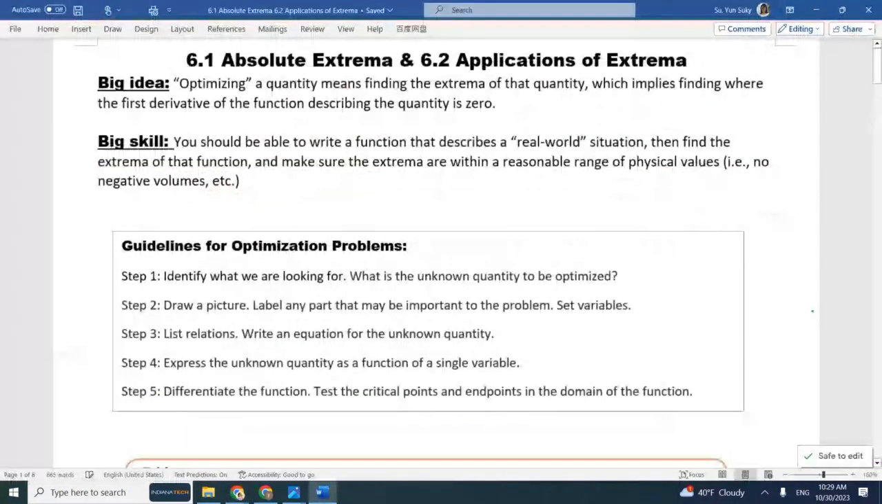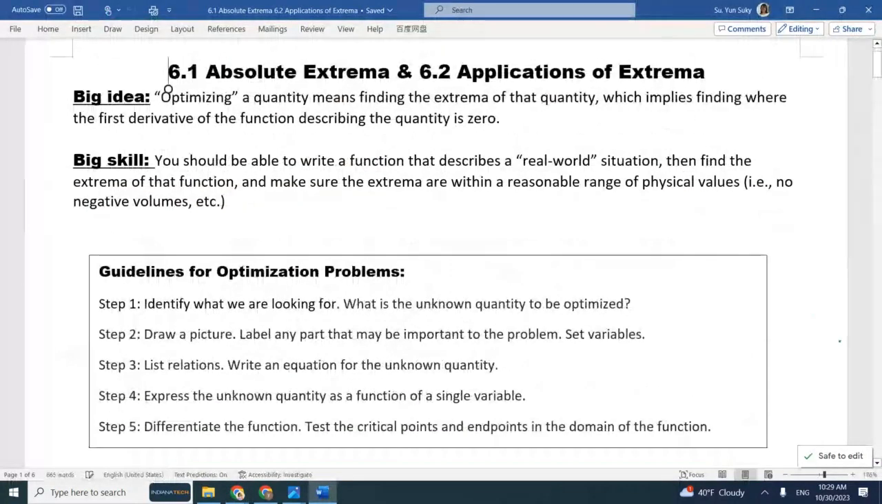All right, so 6.1. So chapter 6, by the way, your exam 3 just covered 5.1 up to 5.3. So we have finished the topics that were on your exam 3. So 6.1 and 6.2 are about applications.